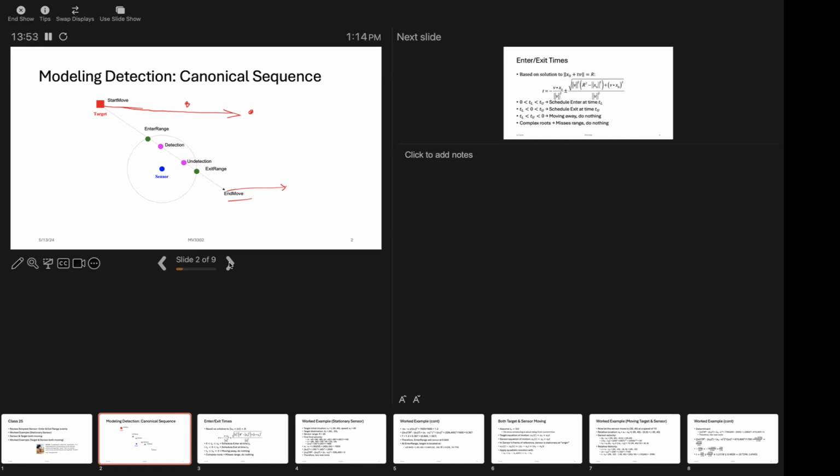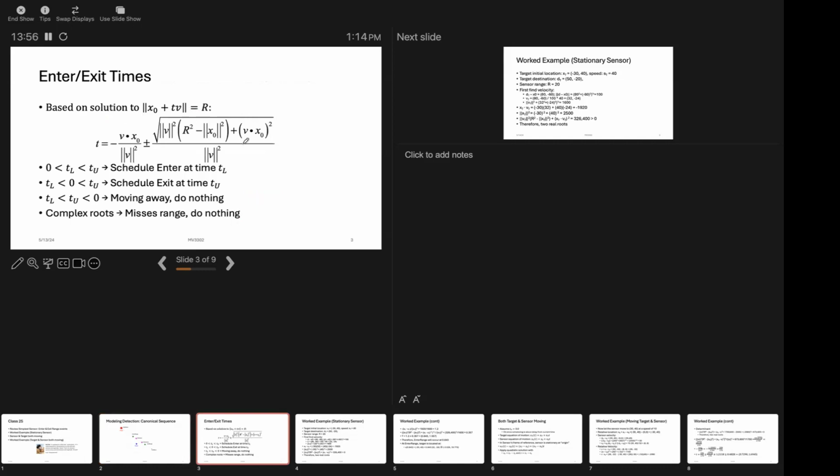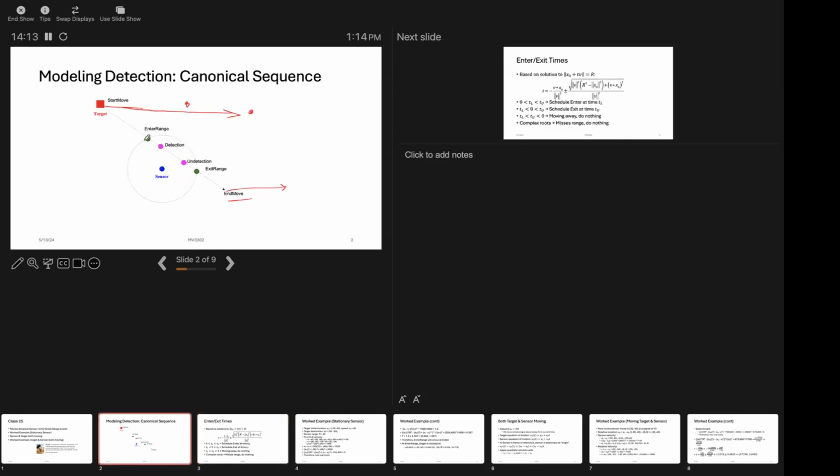Okay, so this was all from the other day. In order to schedule those events, we need to figure out when. Mostly it's when. When can we schedule that? Those times are based on the fact that, if you look, the green points where it enters and exits are all exactly our distance from the origin from where the sensor is.